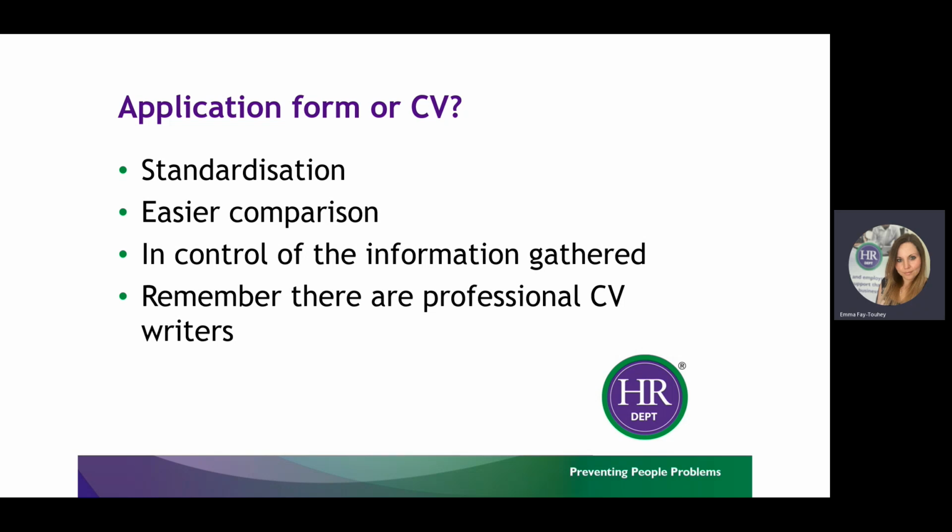And on that note, it does also allow you to be in control of the information that you're gathering during the recruitment process. With a CV, that control is really in the candidate's hands, because they could leave information off the CV. They might give you too much information about certain things that aren't relevant. Whereas with an application form, you are being very specific in what you need to know.